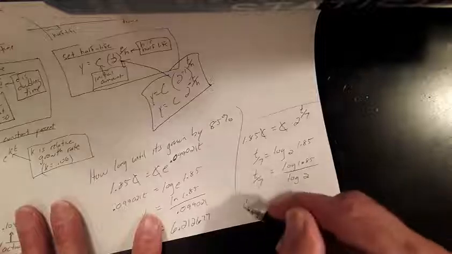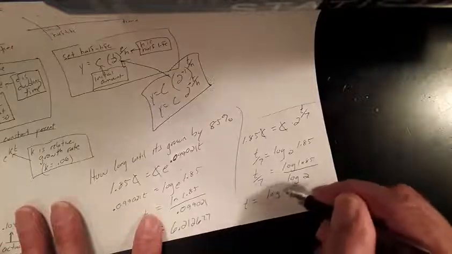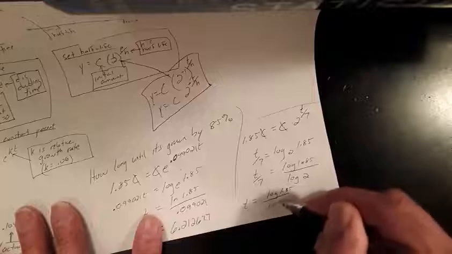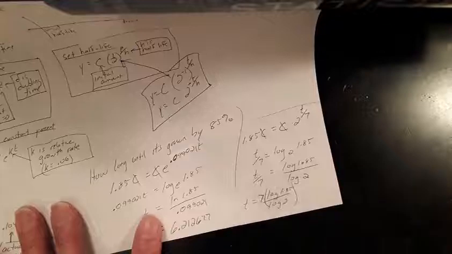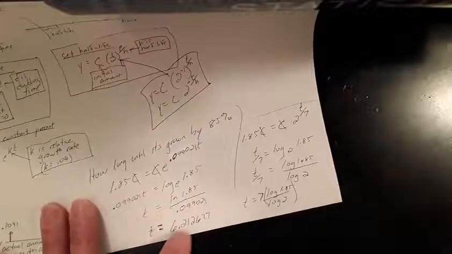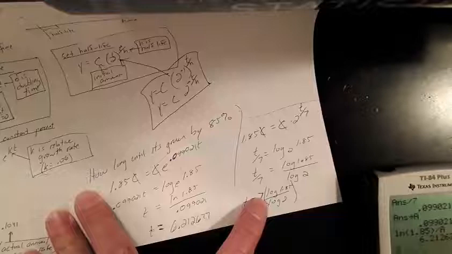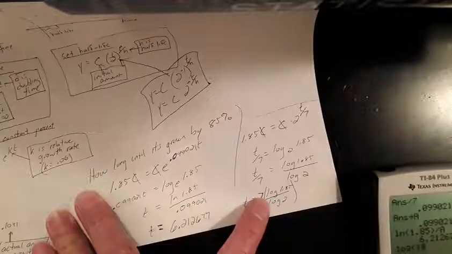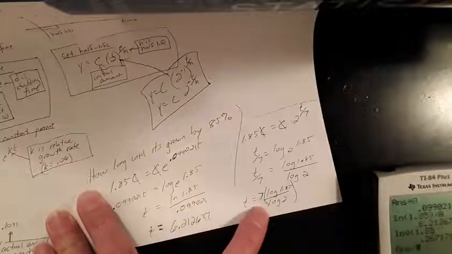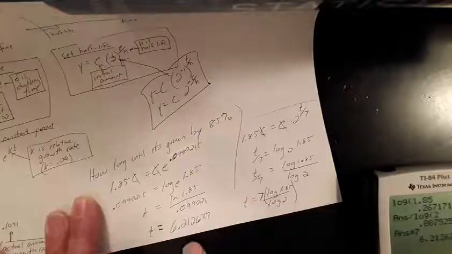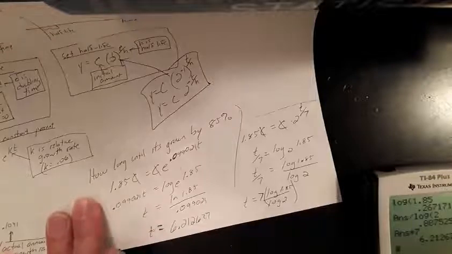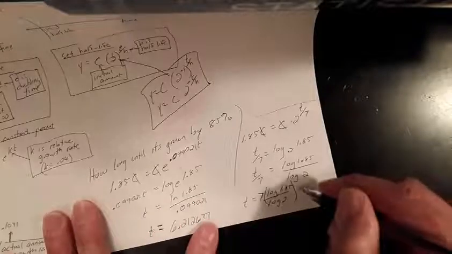Now multiply both sides by 7. T is the log of 1.85 over the log of 2 times 7, right? You watch, it's going to be the same number. So we get the log of 1.85 divided by the log of 2 and multiply by 7, and it's 6.212677, right? It's the same. Of course, it better be, otherwise something's wrong.